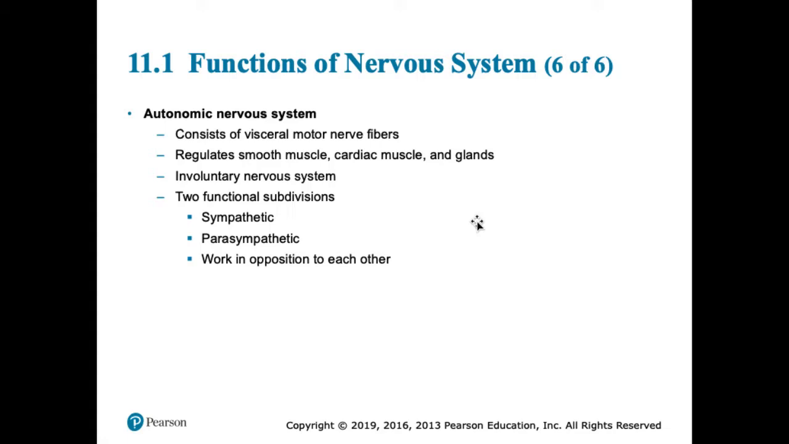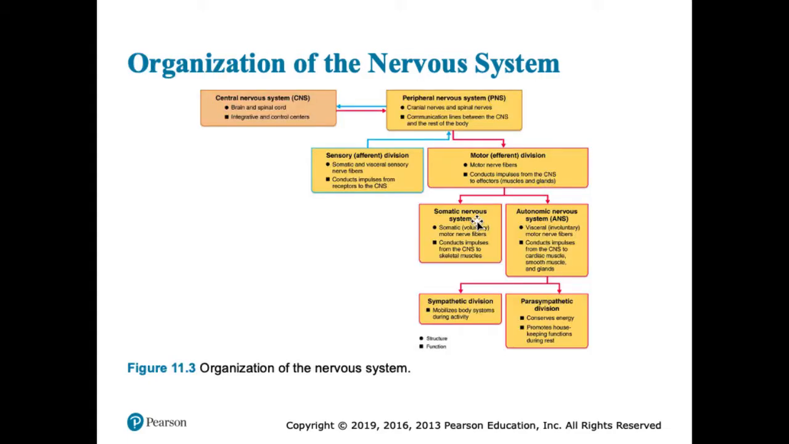The autonomic nervous system consists of visceral motor nerve fibers. It regulates smooth muscle, cardiac muscle, and glands. It's the involuntary nervous system. So it really has two functional subdivisions, the sympathetic and the parasympathetic, and really they work in opposition to one another. So this is the overall organizational scheme, or chart, of our nervous system.